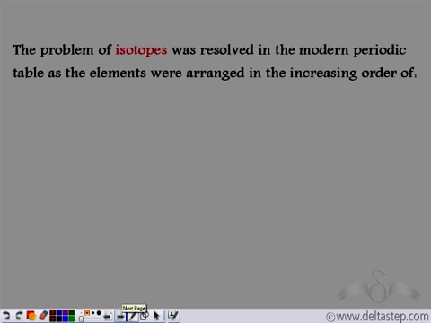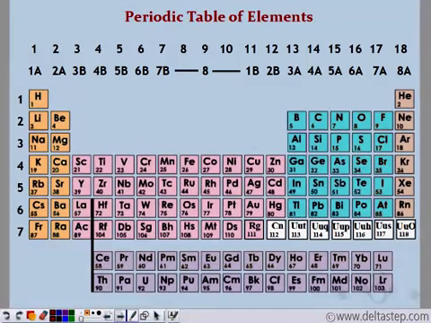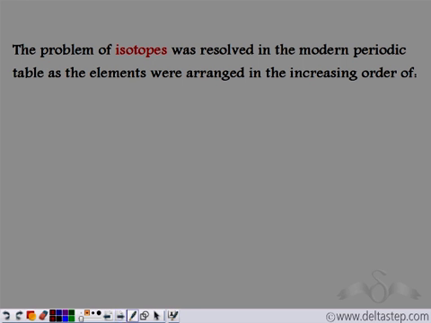The problem of isotopes was resolved in the modern periodic table. This is because the elements are arranged in the increasing order of atomic numbers. We know Moseley had placed the elements in increasing order of their atomic numbers. So since the elements are based on the increasing order of atomic numbers, the problem of isotopes is resolved due to the placement of elements in increasing order of their atomic numbers and not their atomic masses, as was done by Mendeleev.